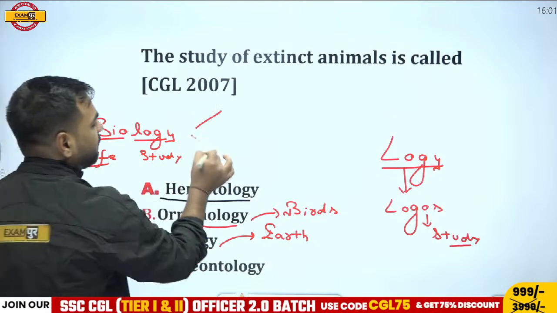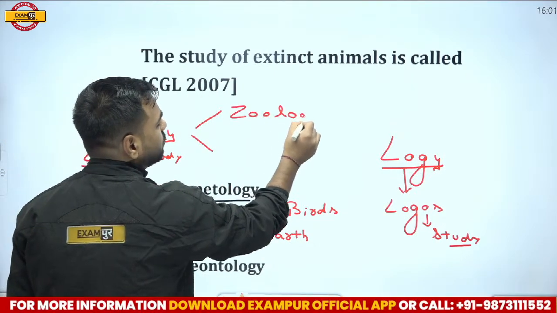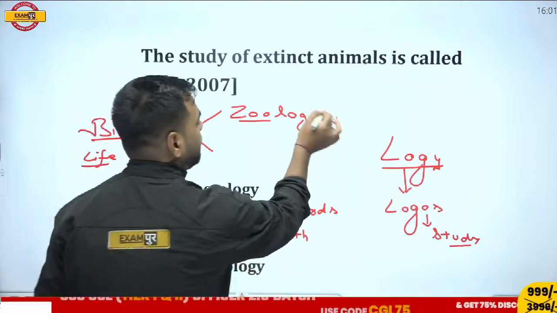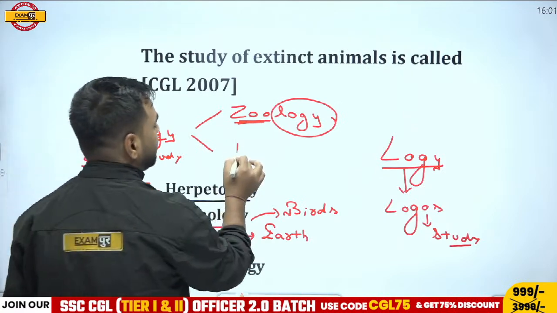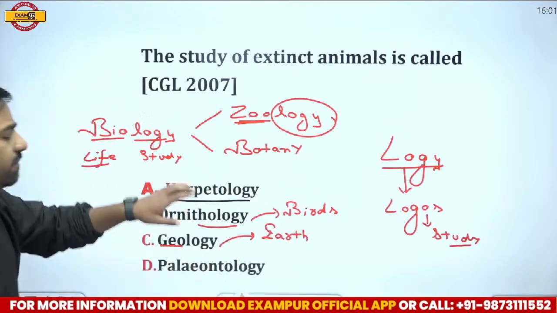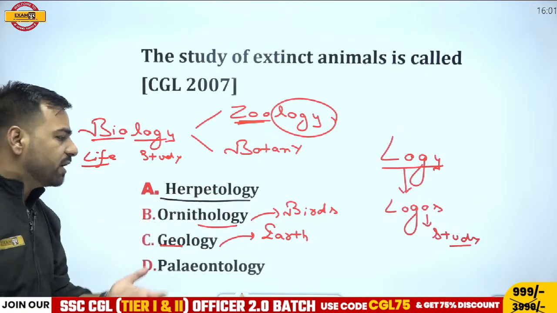In a similar manner, if I break it into two parts, one is zoology. Now in zoo, what are you going to see? Obviously the animals. So that is the study related to the animals, that is zoology. Similarly, for the study related to the plants, that is botany. Related to the reptiles, we have herpetology. Related to the birds, we have ornithology.